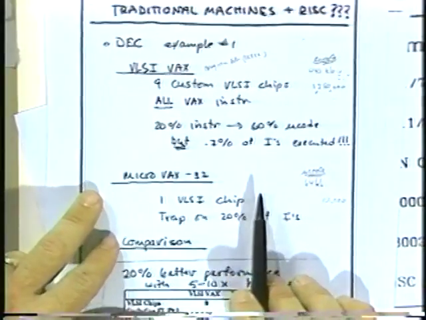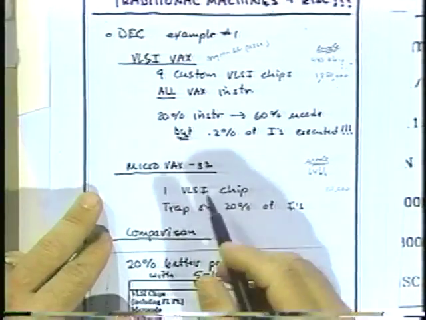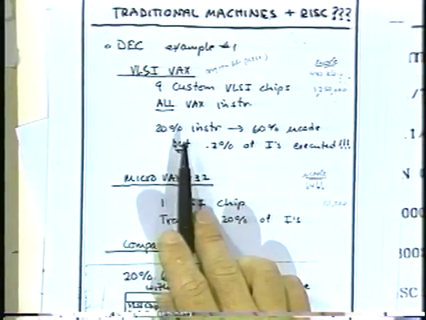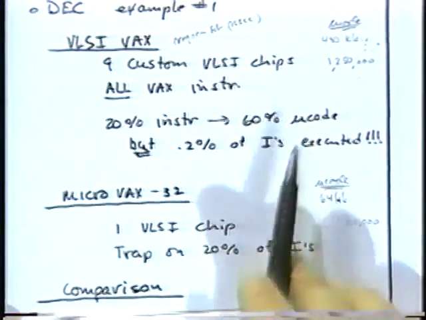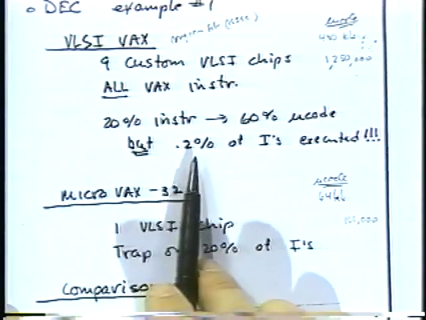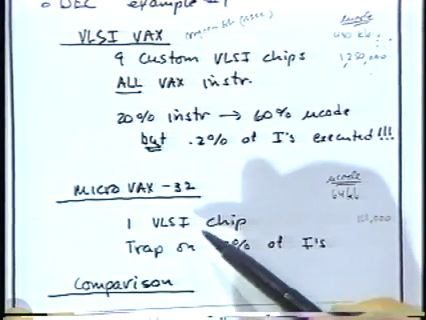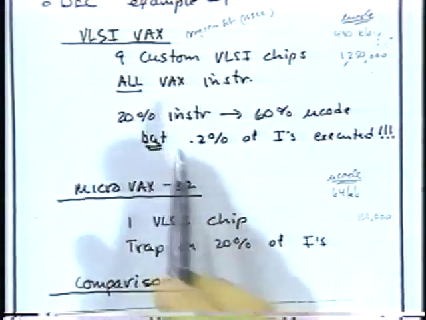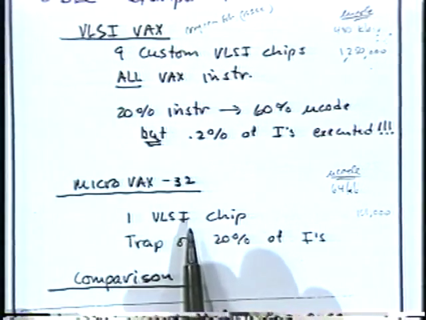And then there was another project that I was surprised to hear about, which is a subset VAX. That is, it doesn't have all the instructions. What they found is that 20% of the instructions were responsible for 60% of the microcode, but only accounted for 0.2% of the instructions executed. So what this group did was say, hey, let's build a VAX on a single chip, and for all the instructions that need this large amount of microcode, let's just trap to software and execute them if we run into any of those opcodes.